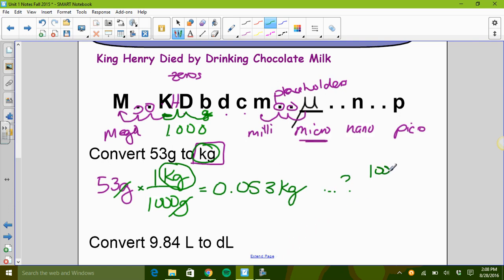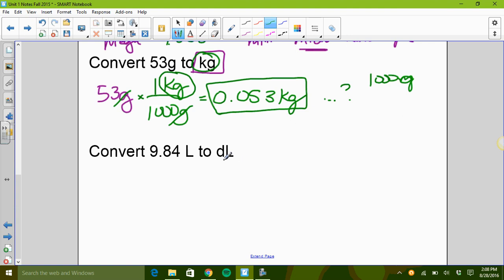There's 1,000 meters, or excuse me, grams in a kilogram. I got 53. That's not even close to a full kilogram. And so that's why you can see it's a decimal number. Next, we have one using liters and deciliters.